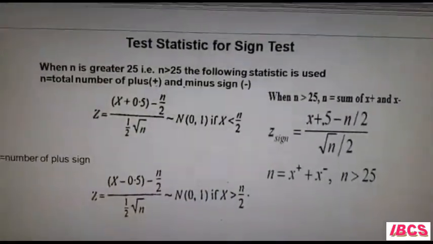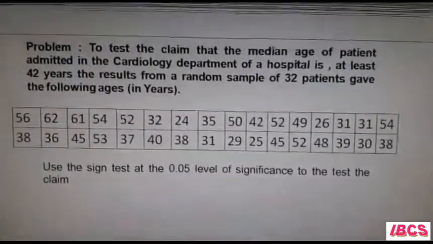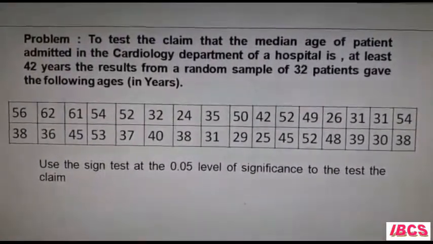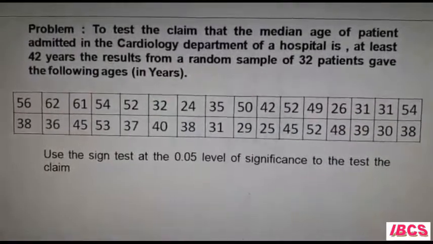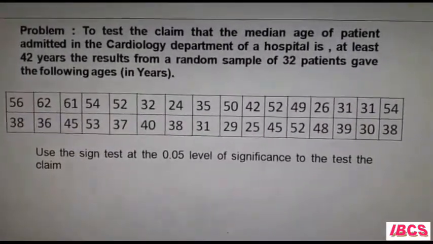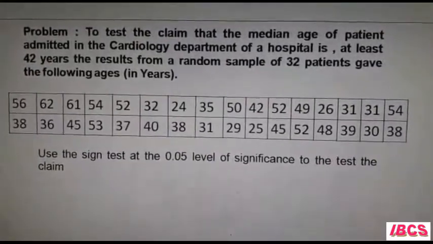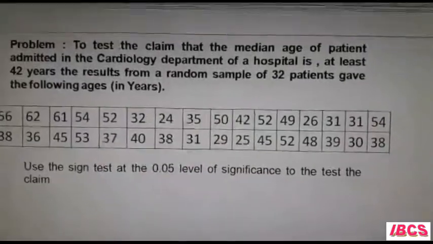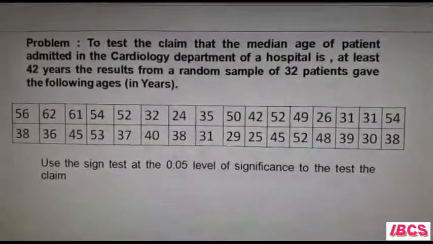Now let's look into this problem. To test the claim that the median age of the patients admitted in the cardiology department of a hospital is at least 42 years. The results from a random sample of 32 patients are given, and these are the data we have collected. Use the sign test at the 5% level of significance to test the claim.